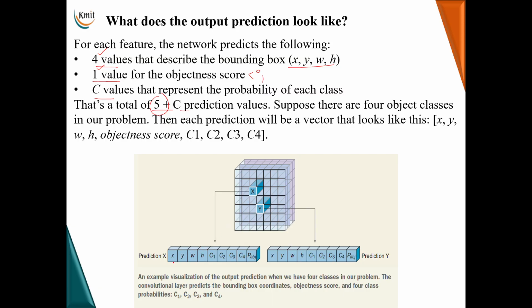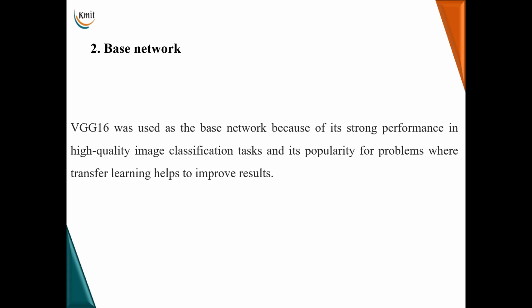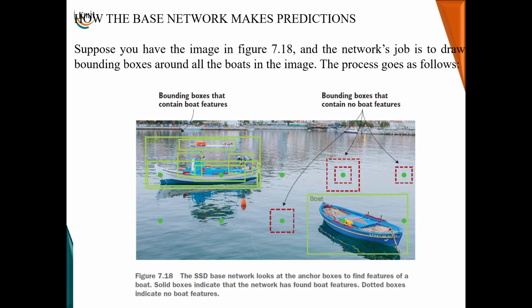So each feature map is represented by XYWH, which represents the coordinates, C1, C2, C3, C4 represent the probability of each class, and P represents the objectness score. Each feature map will be represented by these number of prediction values. Base network, as I already told, VGG16 will be used as base network to extract the features. And how will this base network extract the features? You can see in the image, anchor boxes are found here.